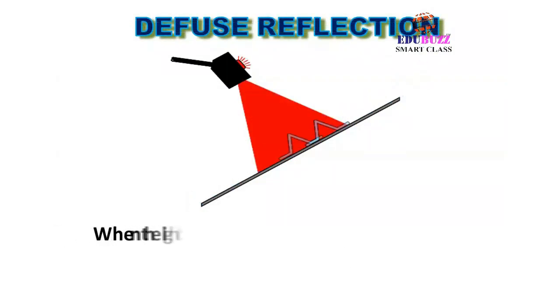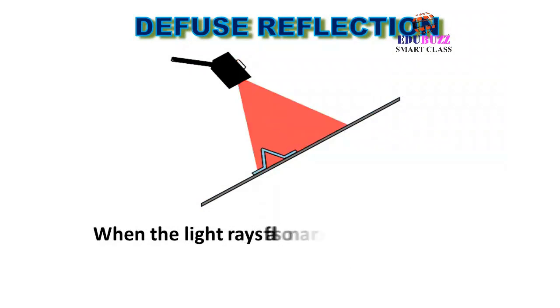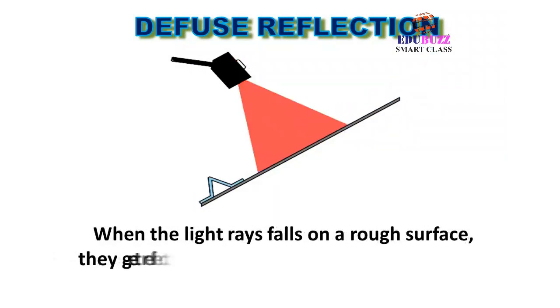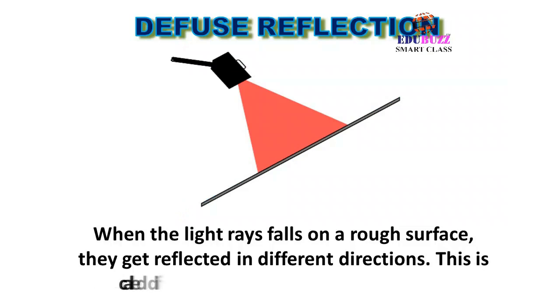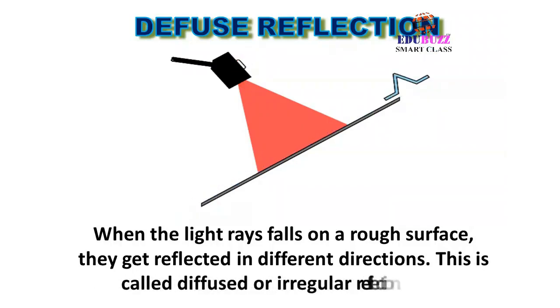Diffuse reflection. When the light rays fall on a rough surface, they get reflected in different directions. This is called diffused or irregular reflection.